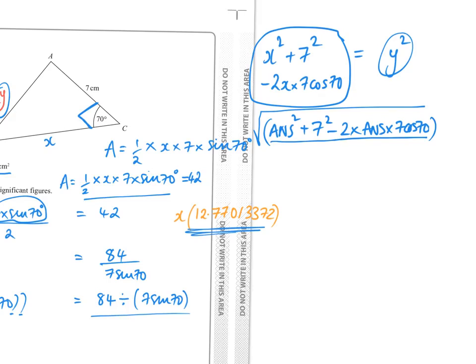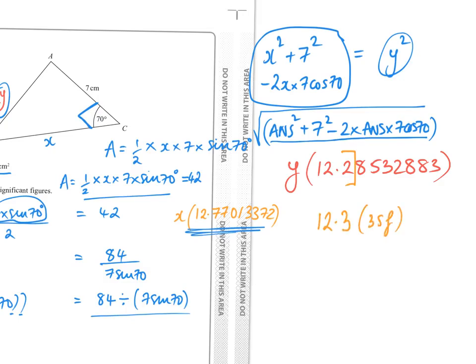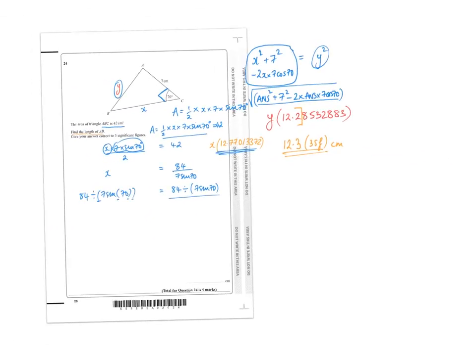12.2853. So y would be 12.28532883, and it wants it to 3 significant figures, so I would say 12.3 and then just write 3SF. Okay, and we know it's already in centimetres because in the actual question there's a line where you can write your answer, so you can just write that like that.